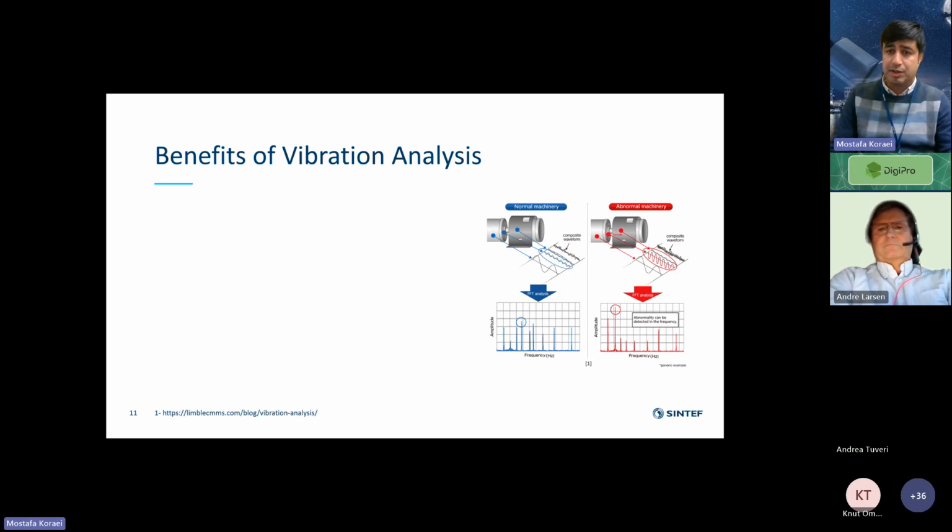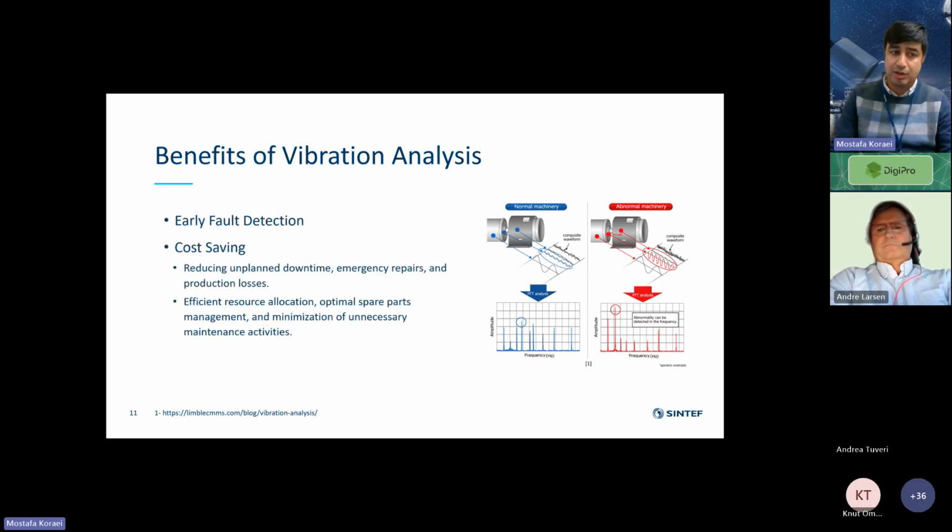Benefits of vibration analysis are, first, early fault detection, cost saving, reducing unplanned downtime, emergency repairs, and production losses, and efficient resource allocation. When we know that the system is going to get worse and worse and we need to change it, we can allocate resources in advance, with optimal spare parts management and minimization of unnecessary maintenance activities. That probably was the first aim in predictive maintenance.